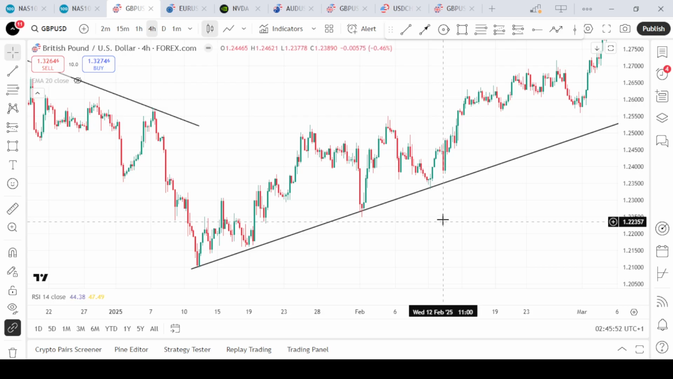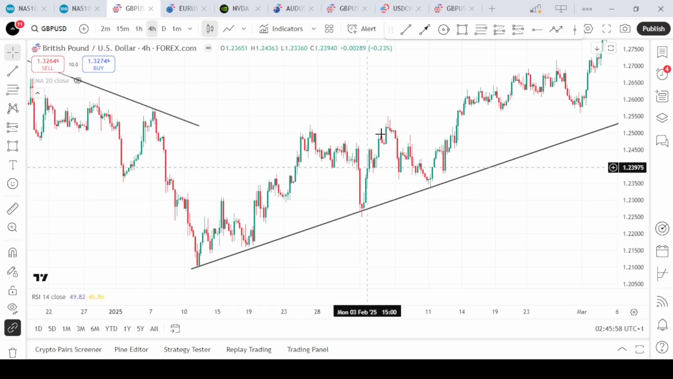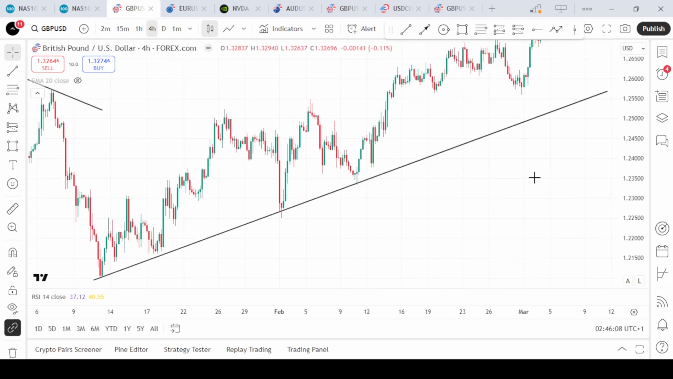The key to this strategy is patience. After you have noticed that price has retested your trend line 3 times, you wait for price to pull back to this trend line to respect that area. This is in a buy scenario.